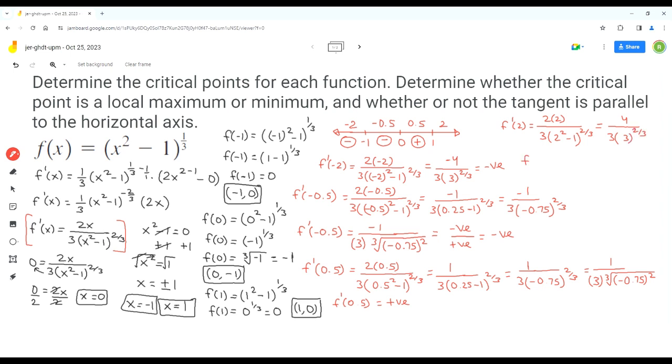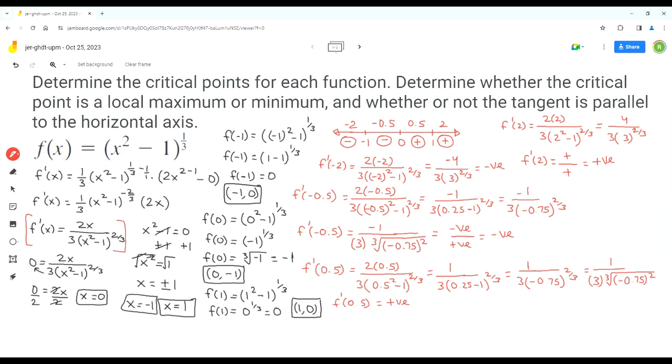So in this case we are getting a positive result in the numerator and a positive result in the denominator. So the overall result will be a positive value. So that means the function is increasing on the right side of critical number x equals 1. So now we can use these results to find whether the critical point is a local maximum or minimum.